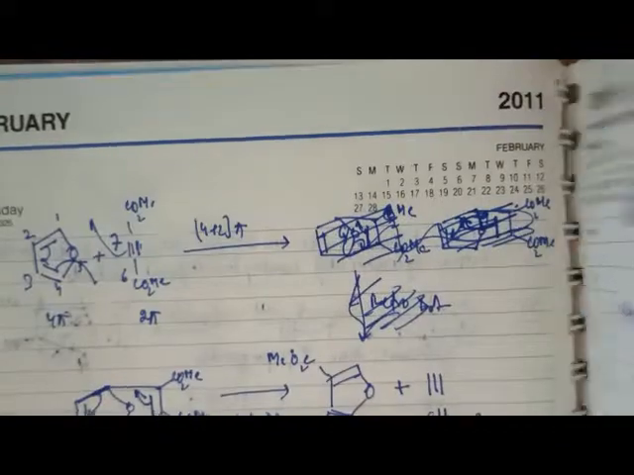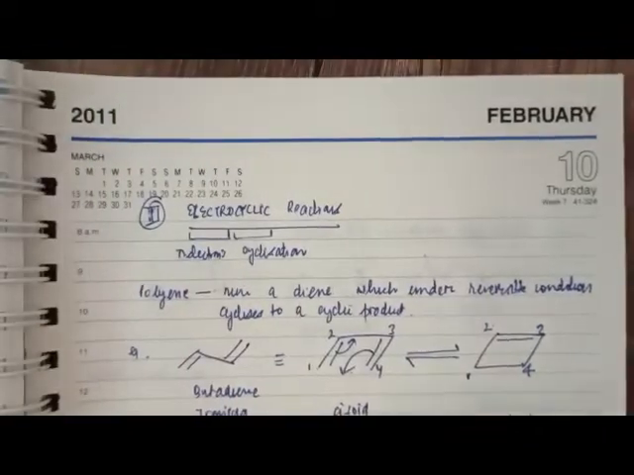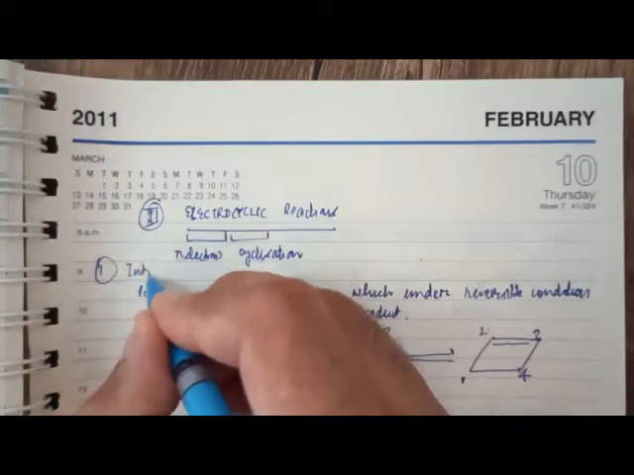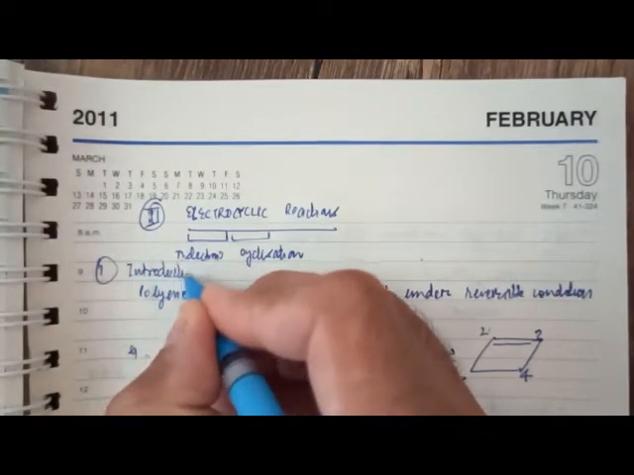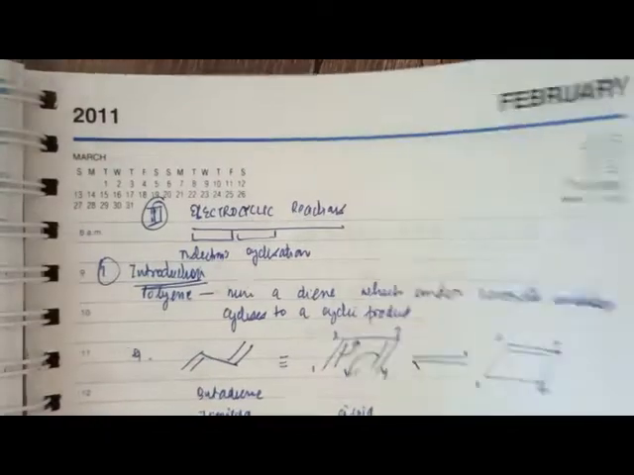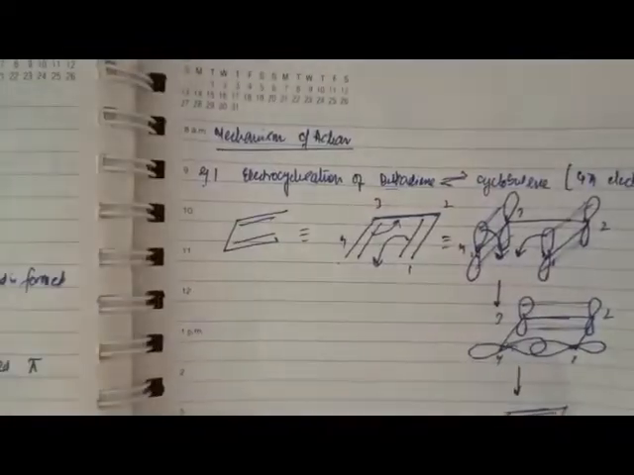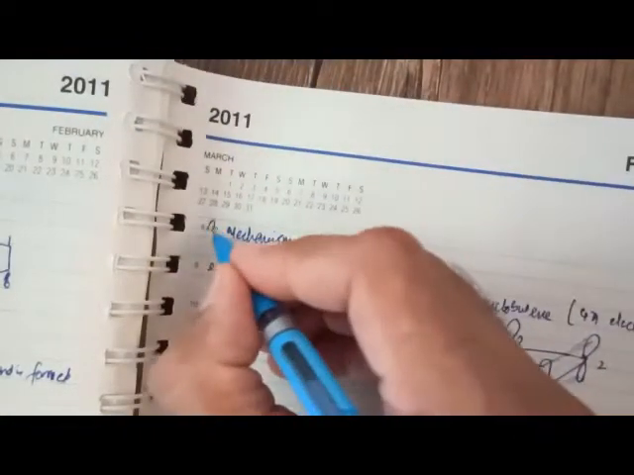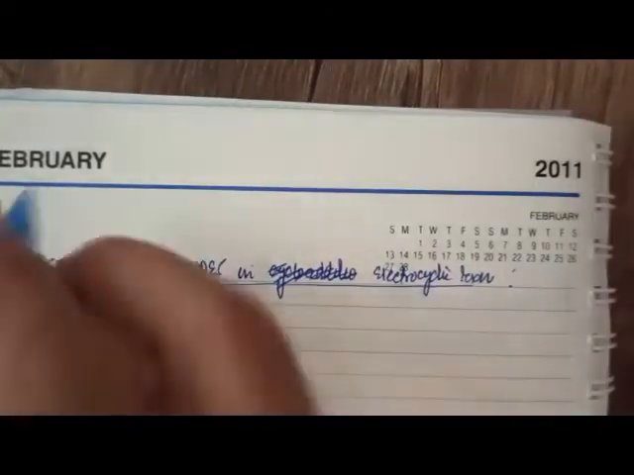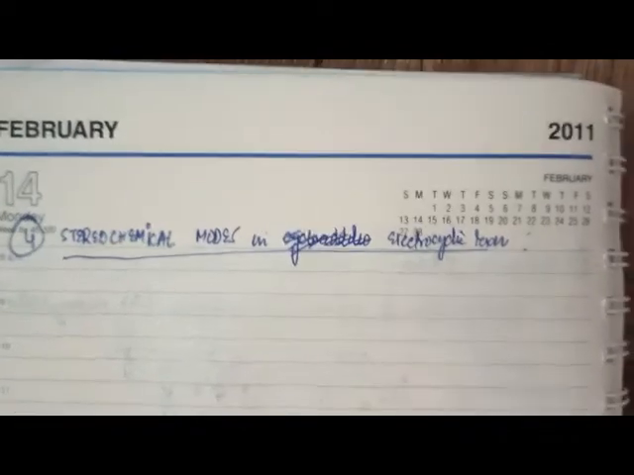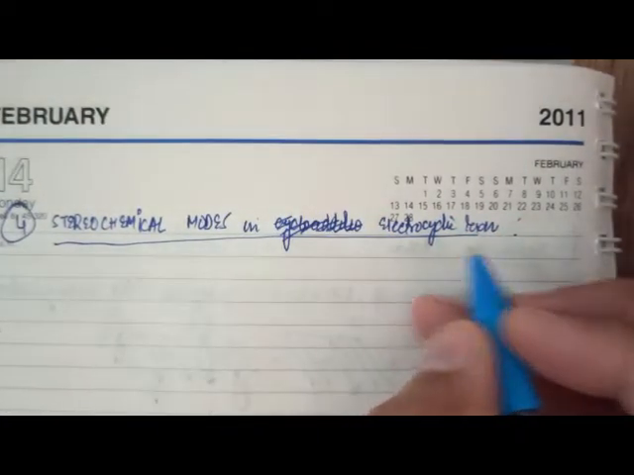We've talked about, if you remember, we started with electrocyclic systems. We've talked about the introduction to start with, what electrocyclic reactions are. We've talked about the second point, the categorization. Then we have talked about the third point, the mechanism of action. Now we are talking about the fourth point, the stereochemical mode in electrocyclic reaction. Right. Now what is stereochemical mode?